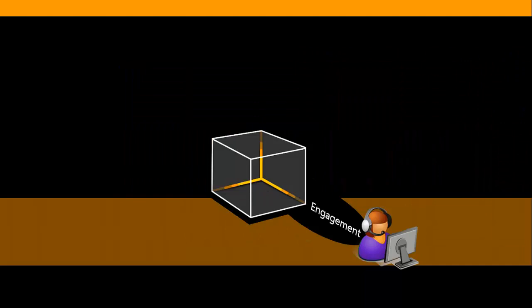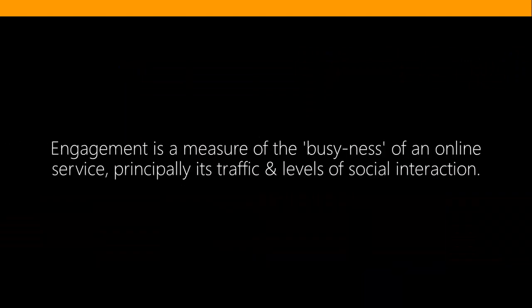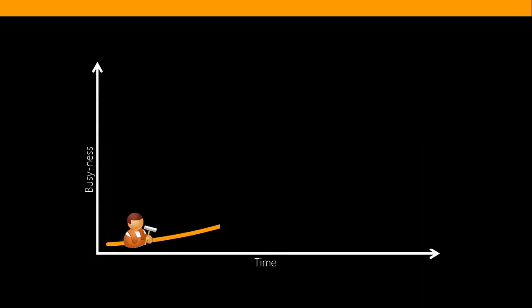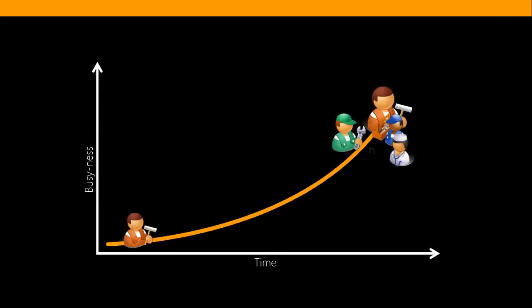Engagement is fundamentally a measure of the busyness of an online service, principally its traffic and levels of social interaction, including feedback, comments, ratings, shares, tweets, likes, and more. Engagement is included as a parameter of scale because, as a site grows in busyness, it inevitably has to deal with increasing numbers of queries and general issues of upkeep. In this way, it has a strong influence on the burden of management.